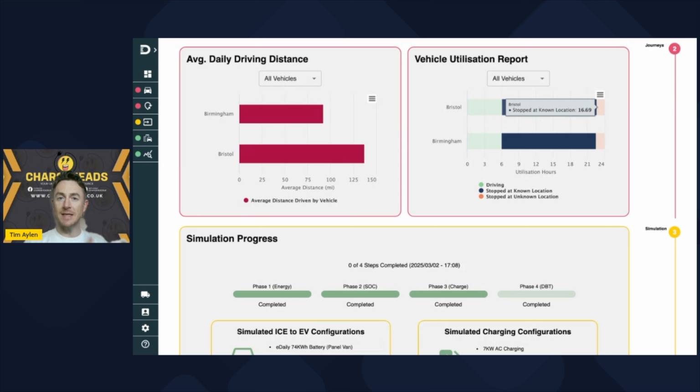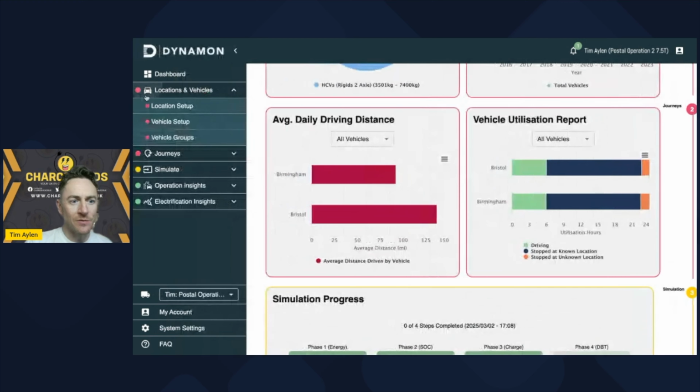So that'll be one of the depots that we've added into the system to understand where the opportunities for charging are. And then orange is stopped at an unknown location. So that could be one of your drivers stopped for a job or for lunch, hopefully not the pub. Let's hope not. So let me just show you in terms of the keys here.